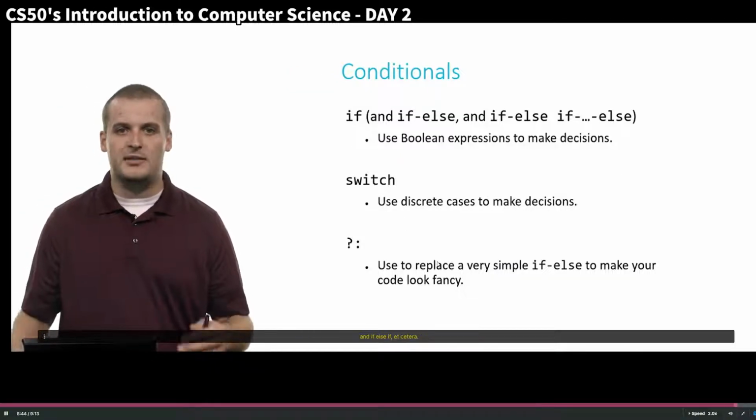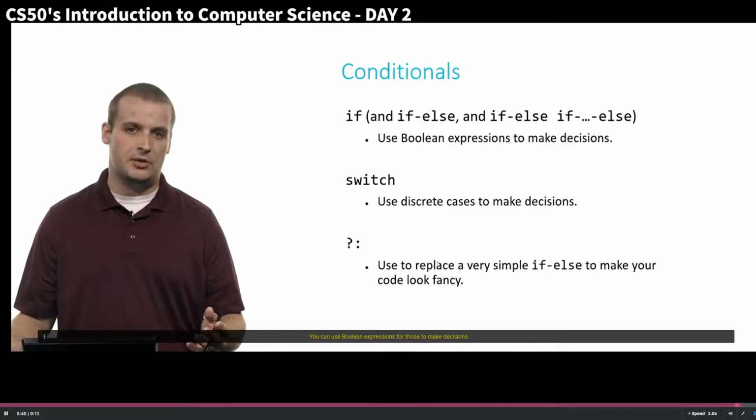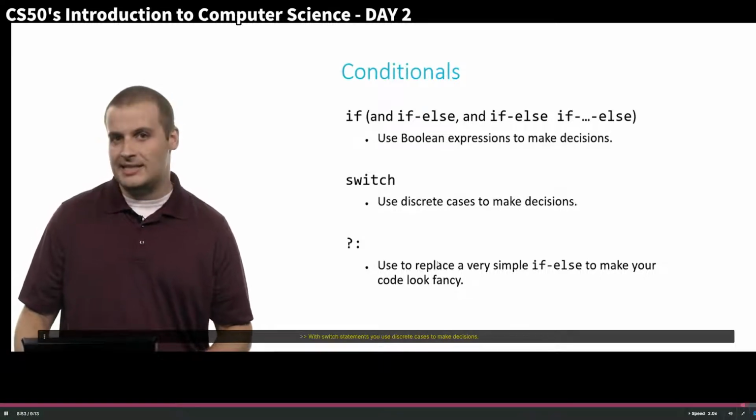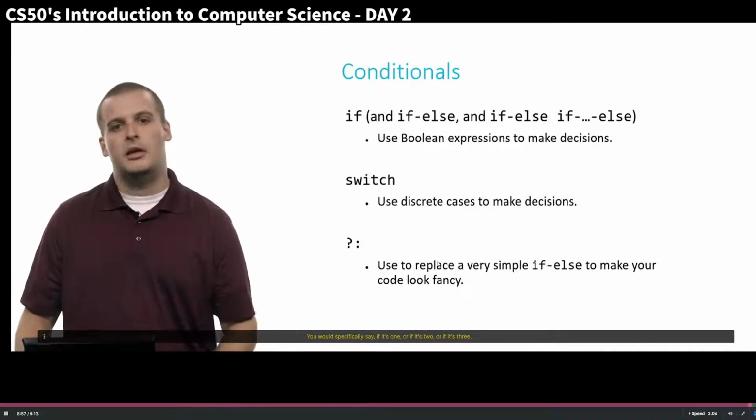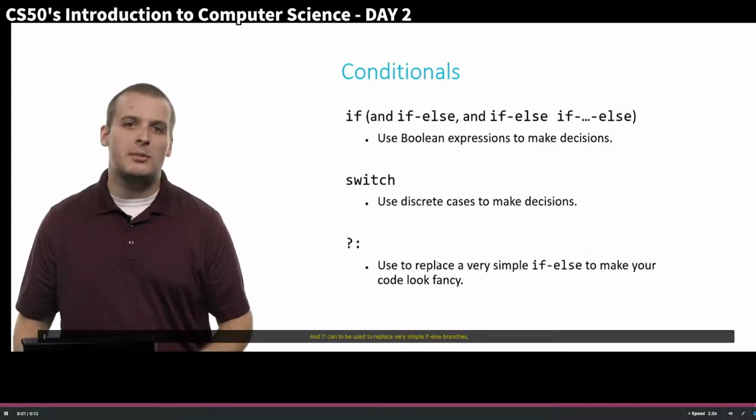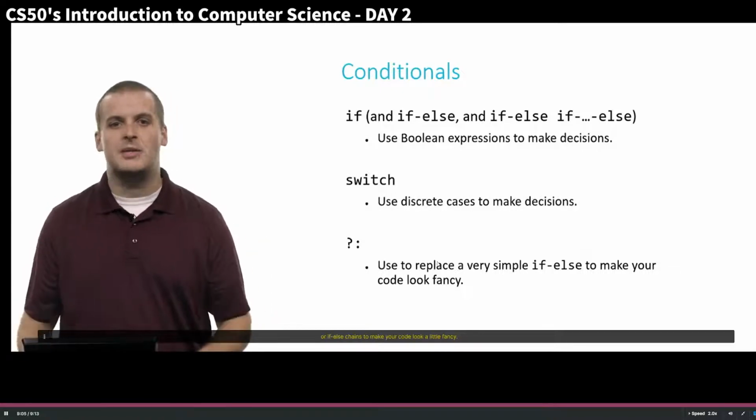So a quick summary on what conditionals are and what the options are available to you in C. You have if and if else and if else if, etc. You can use Boolean expressions for those to make decisions. With switch statements, you use discrete cases to make decisions. You explicitly say, if it's 1 or if it's 2 or if it's 3, I'll do this thing or this thing or this thing. And question mark colon can be used to replace very simple if-else branches or if-else chains to make your code look a little fancy.